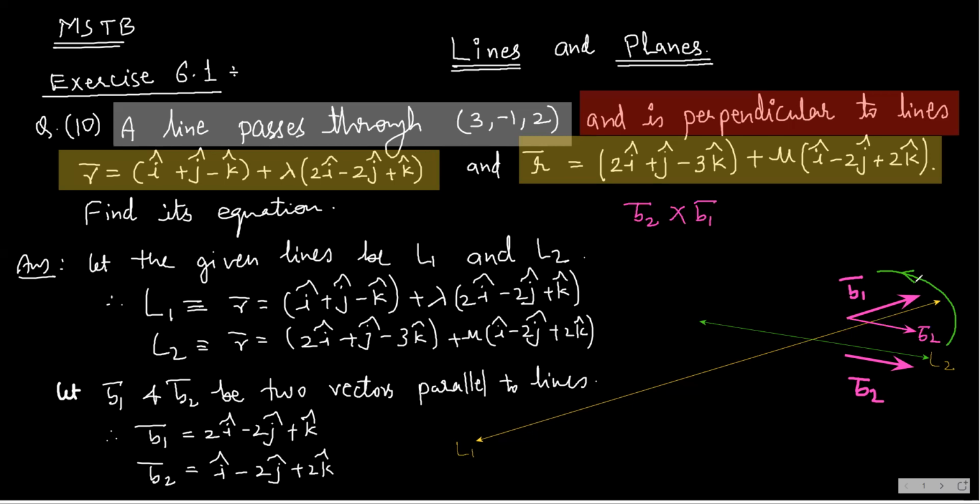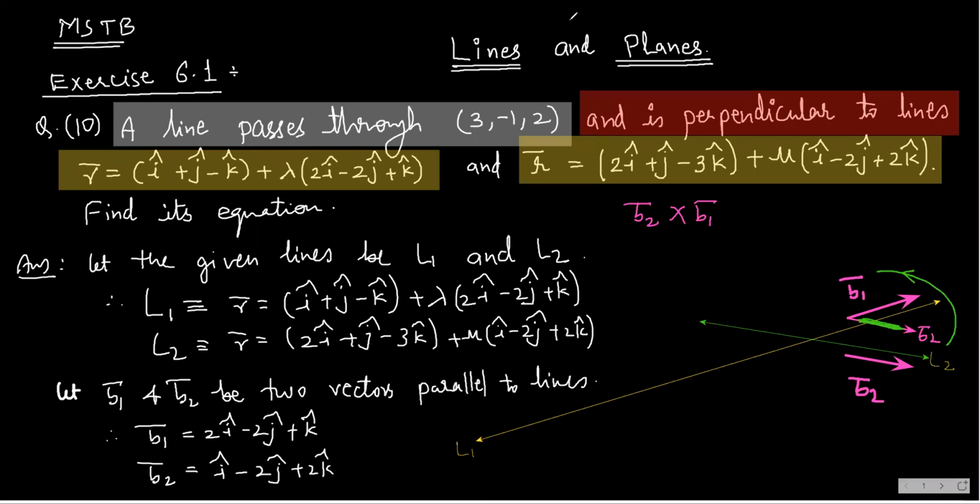This is the right-handed triplet rule. If you remember, I have already taught all this. You will keep the four fingers of your right hand in the direction of B2 bar. Then you will turn them in order to close the palm of your right hand, from B2 bar to B1 bar, and the direction of your right hand thumb will give you the direction of B2 bar cross B1 bar.